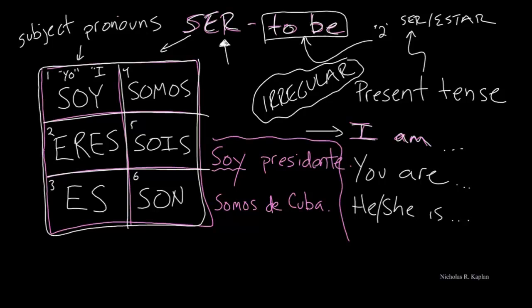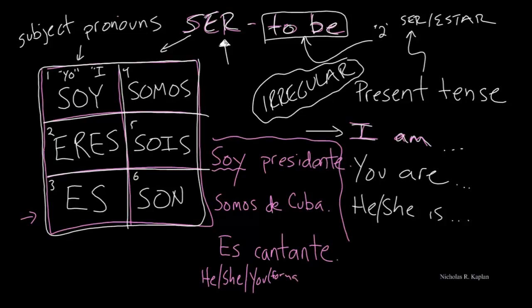All right, number 3, let's go down to box 3. And we remember that box 3 can mean a lot of different things. And if I wrote this sentence, we could translate that as he is a singer, she is a singer, you formal are a singer. And so there leaves a degree of ambiguity. And so in this instance, it would be good for us to use the subject pronoun. And maybe we'll say él, he is a singer.